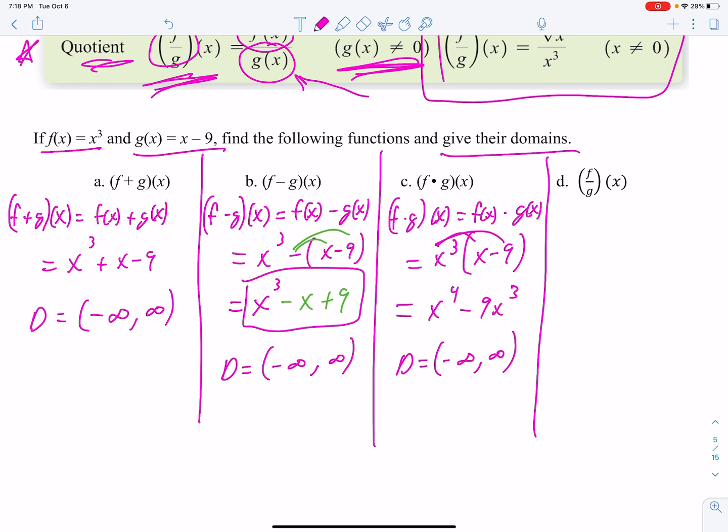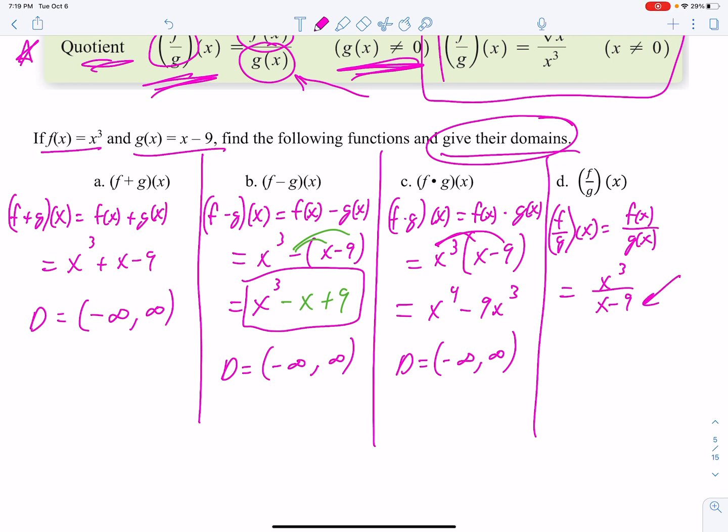All right, and then the last one, f divided by g of x. So f divided by g of x means f of x divided by g of x. Which means we have x cubed over x minus 9. Now we can't reduce that, so we're done with that. But again, it does say give the domain.